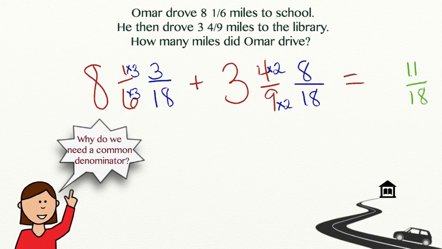Now we can add our whole numbers together. 8 plus 3 equals 11. That means that Omar drove 11 11/18 miles in all.